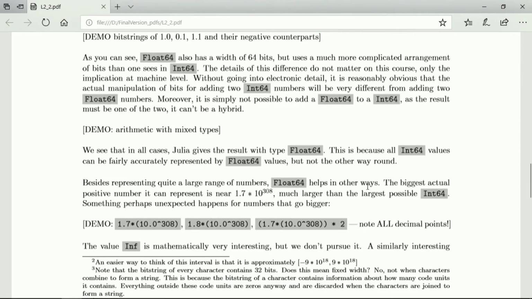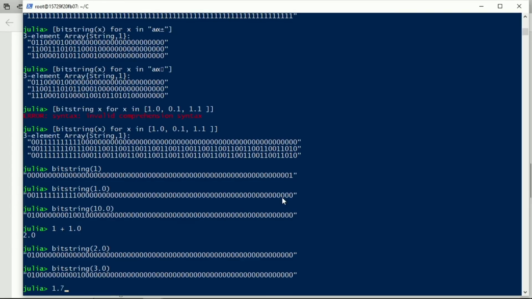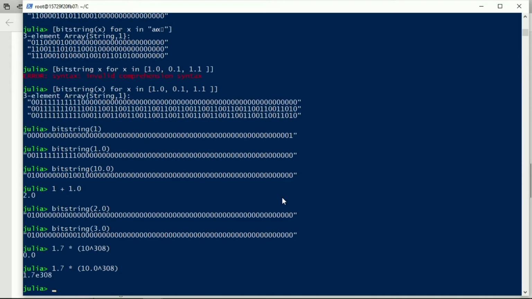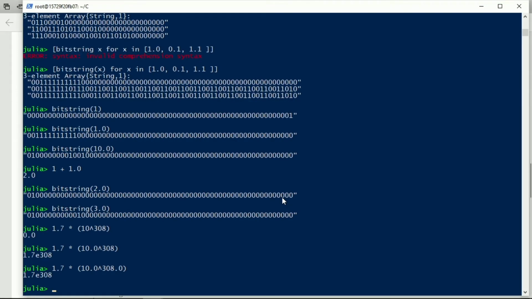Float is actually interesting in other ways as well. The biggest actual number is 1.7 times 10 to the 308. So that is 1.7 times, and then let's make sure that we have 10 to the power 308. That can be an integer, or I need to have 10.0 because it's using 10 as an integer. I have to have 10.0. And then that tells us E308. If I have 308.0, it still uses E308.